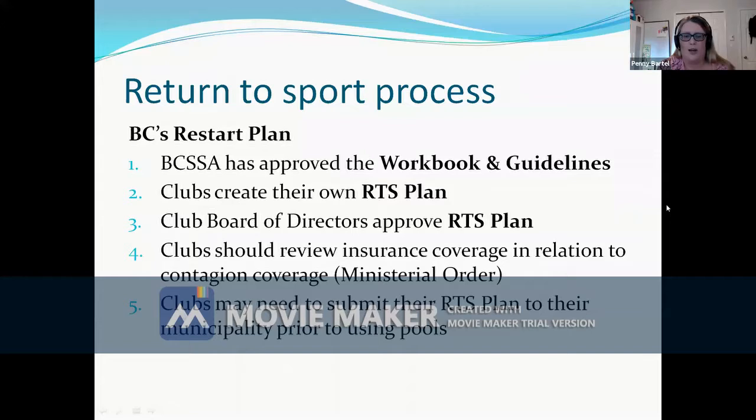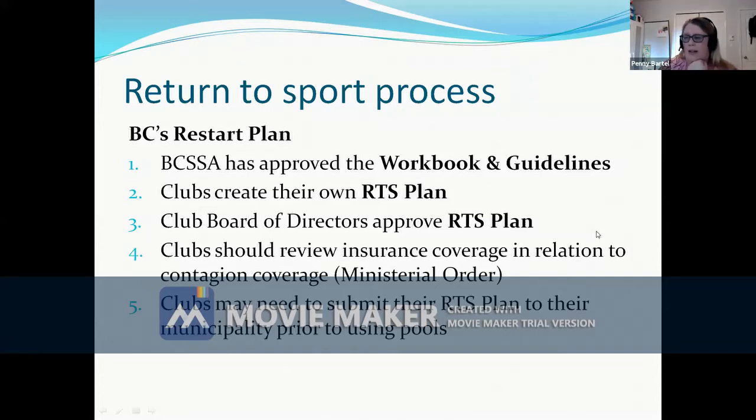And make sure that you have insurance coverage, which is almost moot now because of this new ministerial order. For those that didn't know, the ministerial order basically says amateur sport clubs are covered for liability related to COVID contagion. In the past, our insurance coverage did not have COVID coverage, but the new ministerial order does have it now. And then you may need to submit the plan. Again, every municipality is different, but you may need to submit this plan to your municipality in order to use the pools.